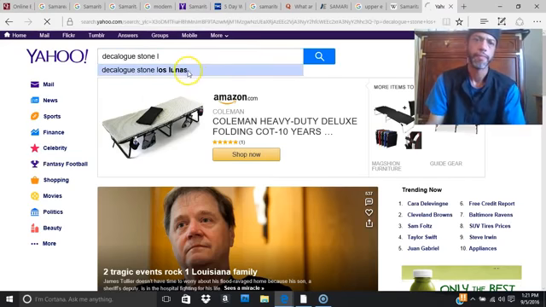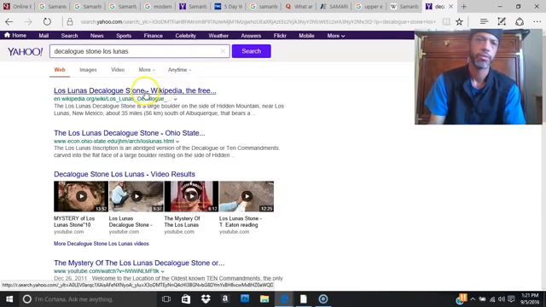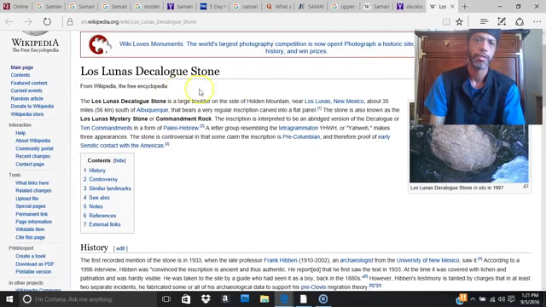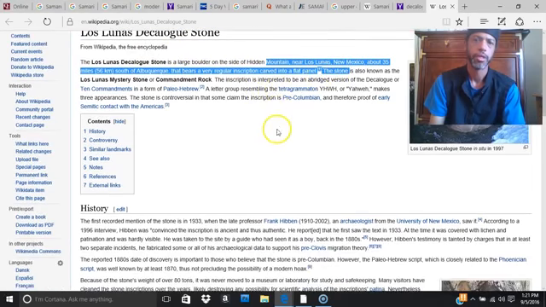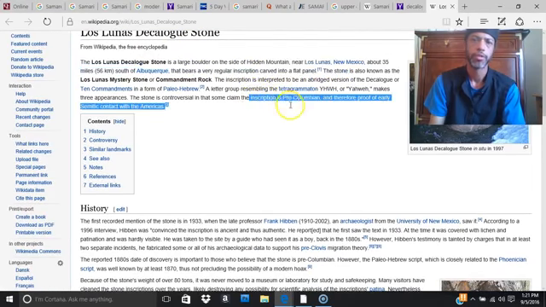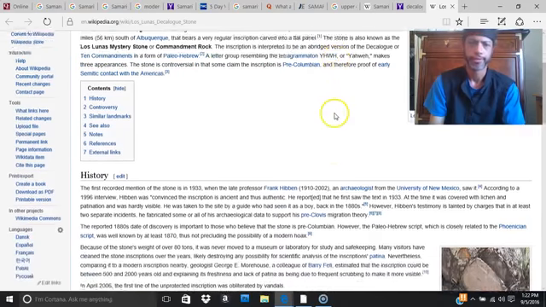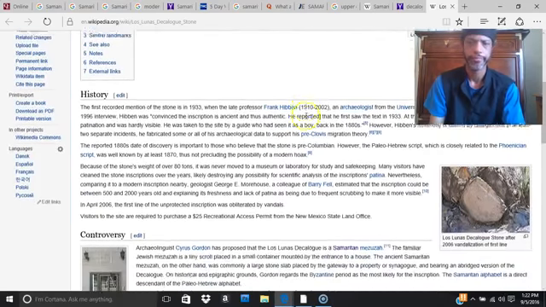There we go. And when we deal with the Los Lunas Decalogue stone, something interesting is said down here. Now, Los Lunas is in New Mexico. Now, the inscription is pre-Columbian. We have the Ten Commandments, or Commandment Rock. And then a letter group resembling the Tetragrammaton YHWH, right? So, this is what they claim.